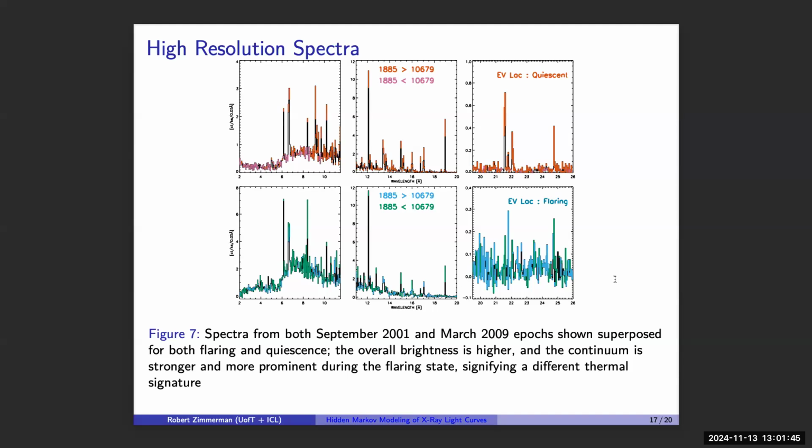You'll see more of 1885 than 10679. It's kind of interesting, because in some sense you would almost expect that as the star rotates, as it moves through its magnetic cycle, the temperature of the quiescent might stay the same, but maybe the amount might change. Yes, but it did not. Okay, that's interesting. That is the dog that did not bark in the night.